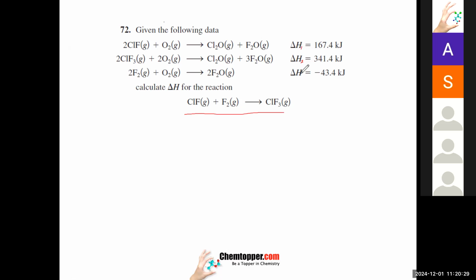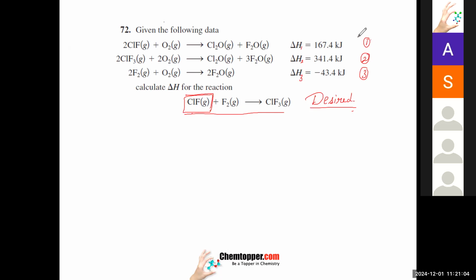Delta H1, delta H2, delta H3. Equation 1, equation 2, equation 3. This is my desired equation. Desired. Okay, I want ClF. And do not worry about anything else. Just focus on ClF. Which equation is giving me ClF? And how should I take it?